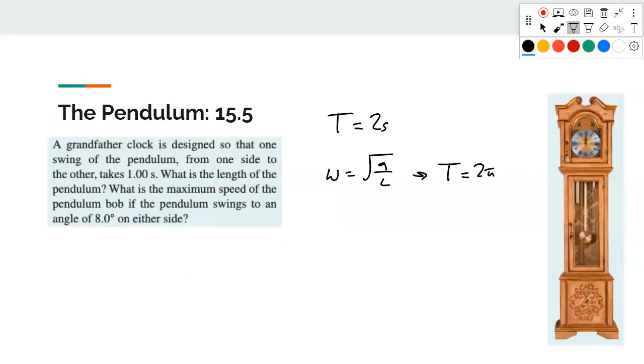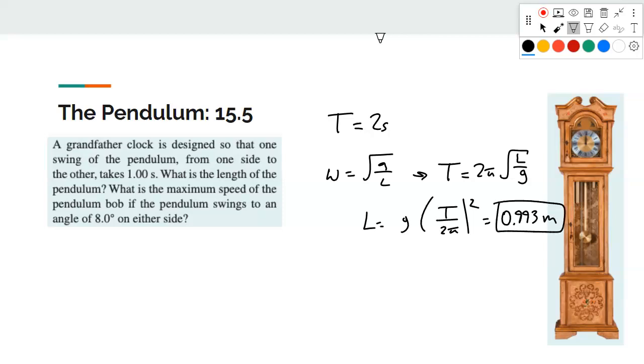So the period is 2 pi root L over g. And now we can rearrange that for the length. We can divide both sides by 2 pi, square it, and then move the g over. So we get L equals g times T over 2 pi, squared. And by plugging in 9.8 for g, 2 seconds for T, we get 0.993 meters, which is a really important length.